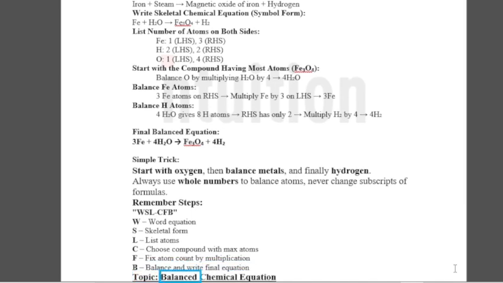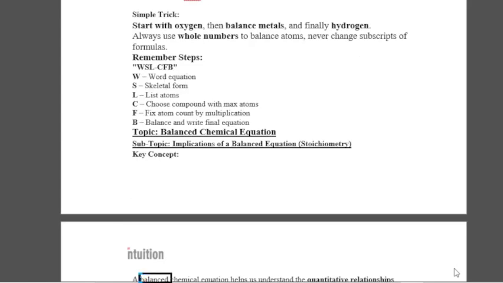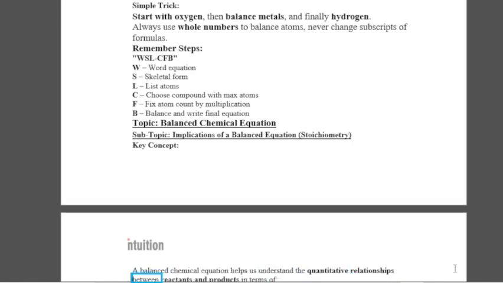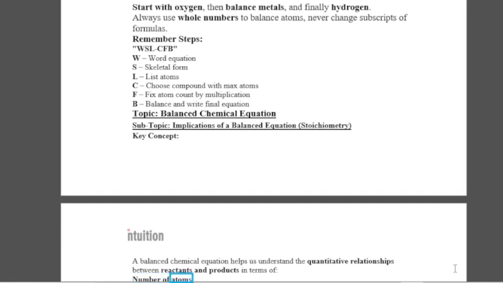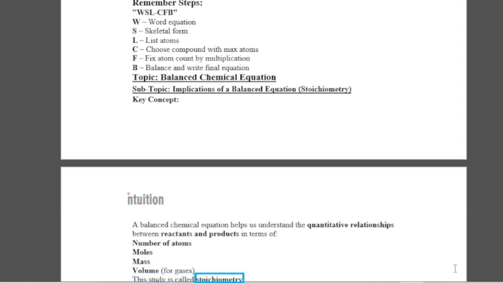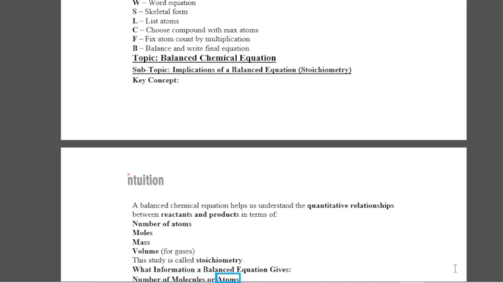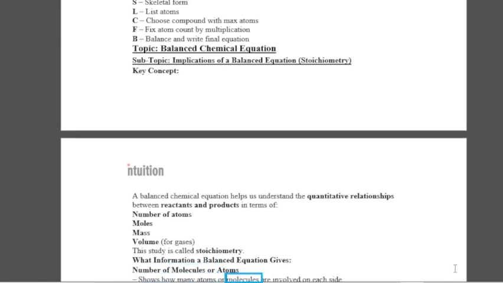Topic: balanced chemical equation. Subtopic: implications of a balanced equation. Stoichiometry. Key concept: a balanced chemical equation helps us understand the quantitative relationships between reactants and products in terms of number of atoms, moles, mass and volume. For gases, this study is called stoichiometry. A balanced equation gives the number of molecules or atoms involved on each side.